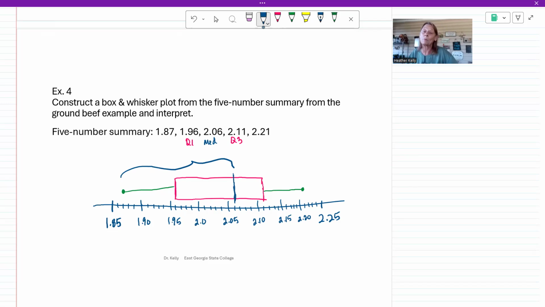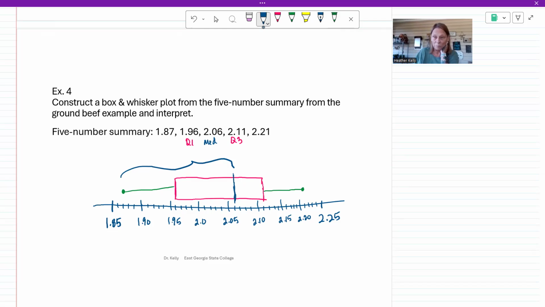But remember what this is representing. This is representing the data, right? Like 50% of those numbers in the list fall between 1.87 and 2.06. Then 50% of those other numbers fall between 2.06 and 2.21. You can read that right off of here. Each whisker is 25%.